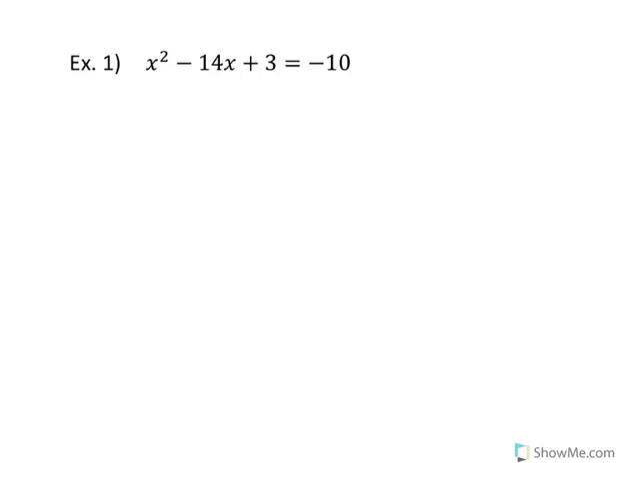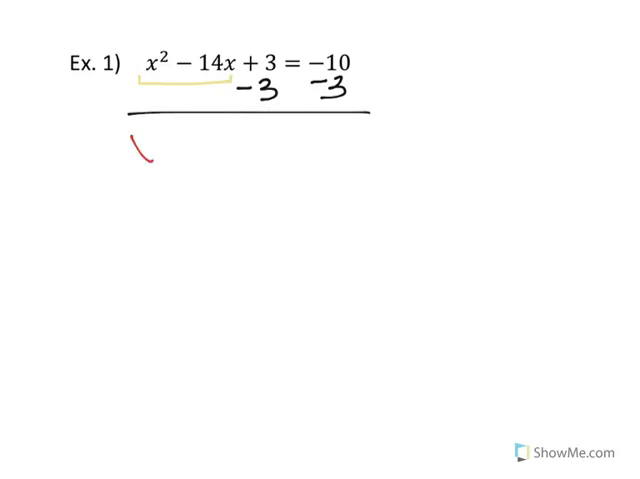So in example 1, if we look at our steps, we have to isolate the x terms first. Our x terms are the x squared and the negative 14x. And the 3 is currently on the same side as those x's, so we need to move the 3 to the opposite side, and in order to do that we need to use the inverse operation, so we need to subtract 3 from both sides.